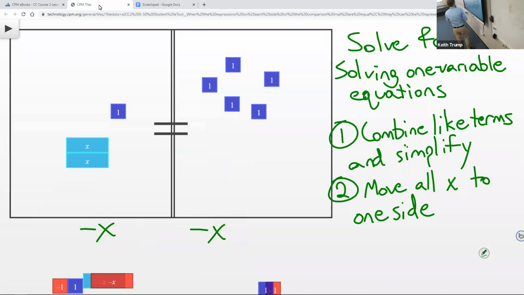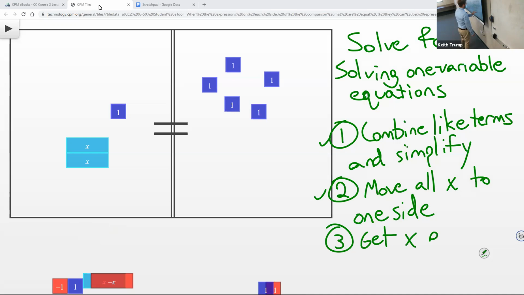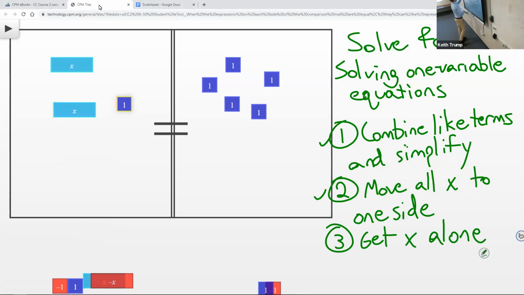Are all of the x's on one side? Now they are. The next step in solving for x is to get x alone. Now with an equation, that's going to be a little bit trickier than when we're just working with expressions. And I'll show you this exact same example when we're working with just the expressions, okay? But on this example, I need to get x alone.